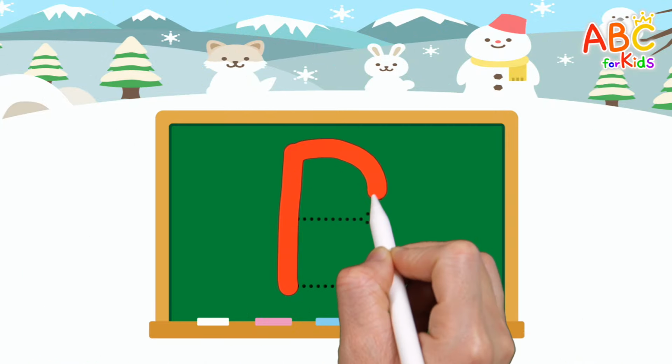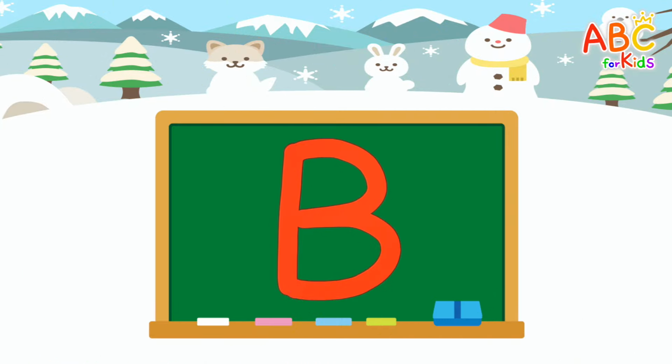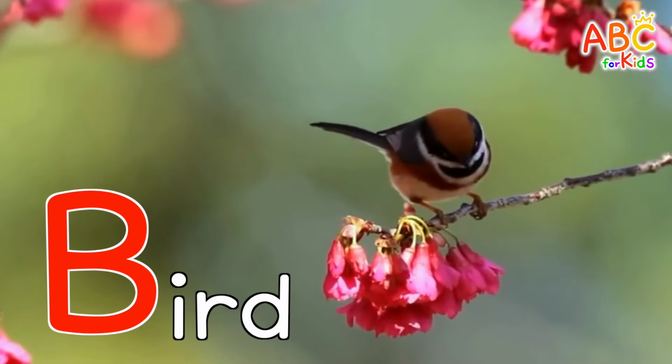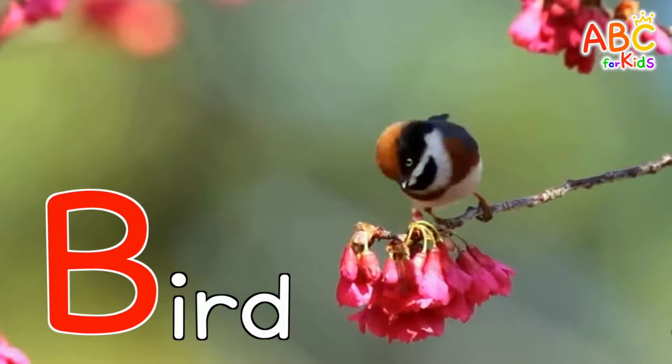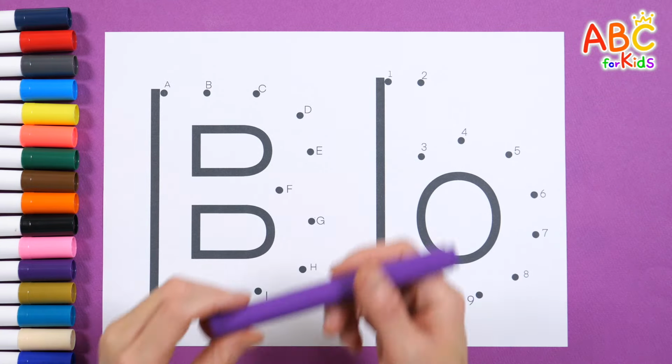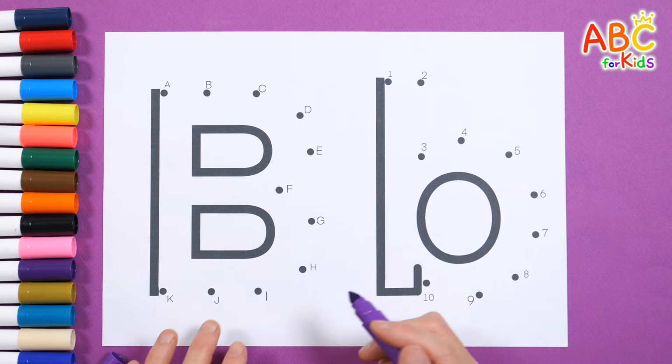Learn the alphabet B. B. Wow! B. Bird. B. Let's write the letters by connecting the dots in alphabetical order.